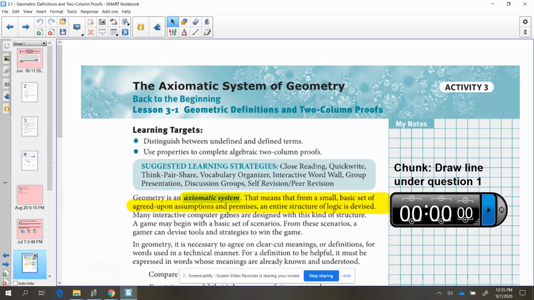Basically, the axiomatic system of geometry is that we are going to have a starting point of terms that we know are true, and then the rest of our logic is built off of that system, and we can keep proving more and more things true and then using them to build logic.